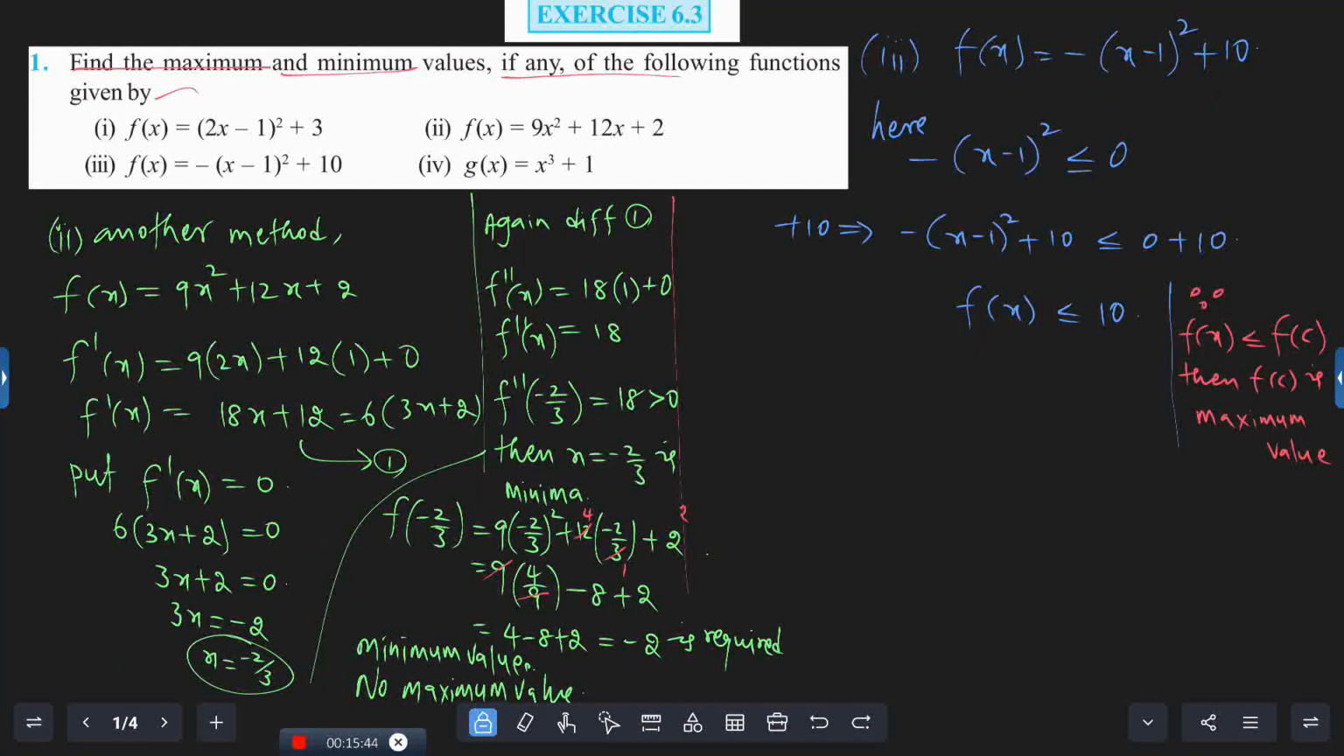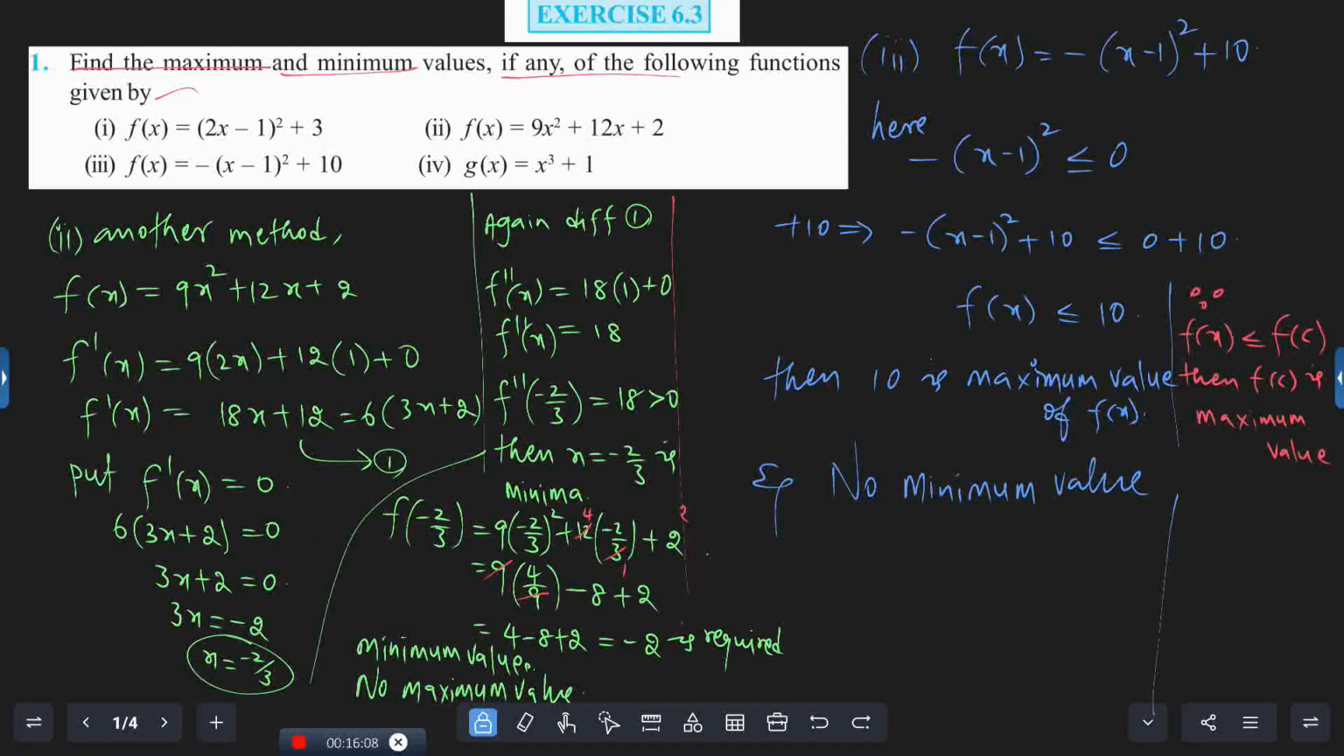So 10 is the maximum value of f of x, and no minimum value, you have to say. No minimum value. You will not get a minimum value.